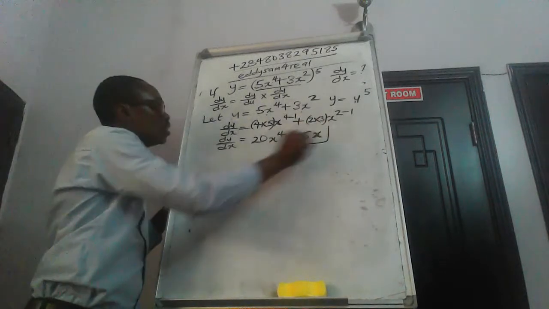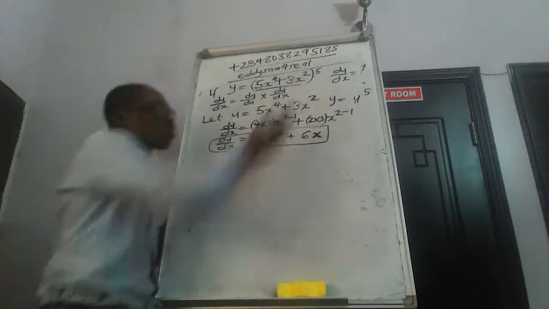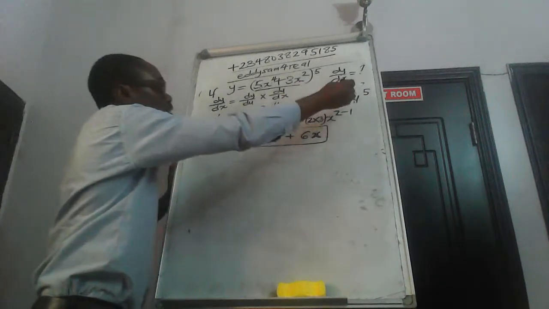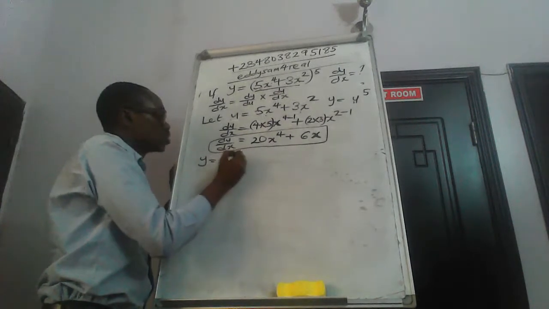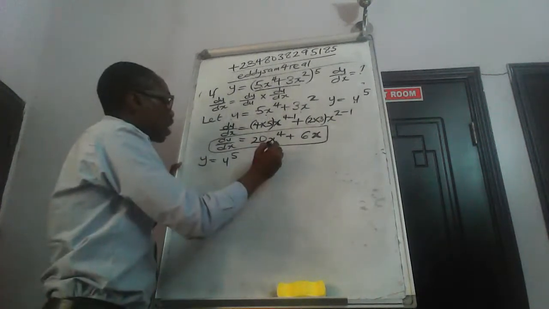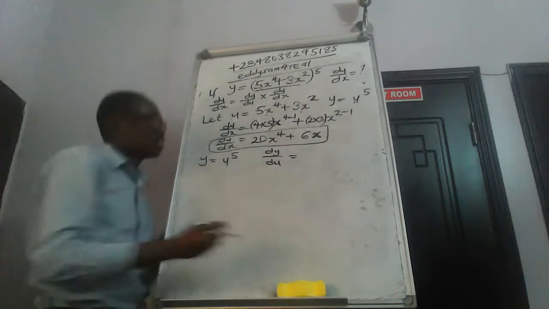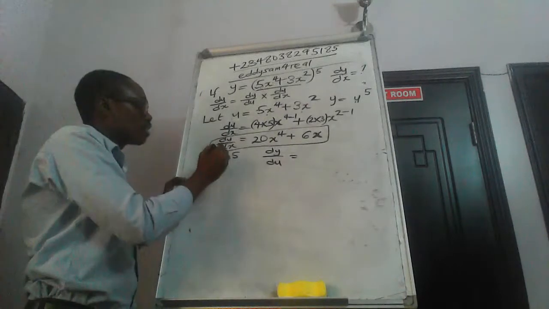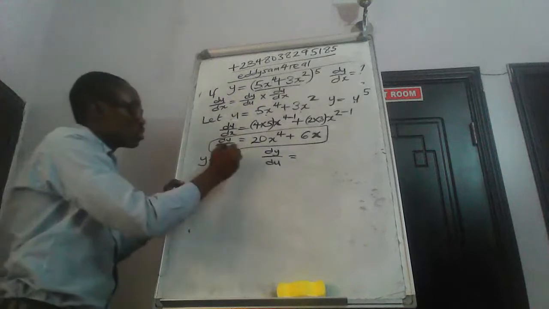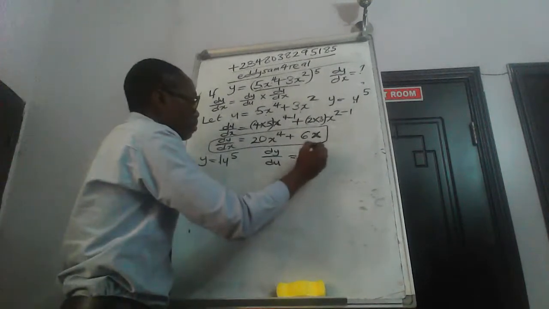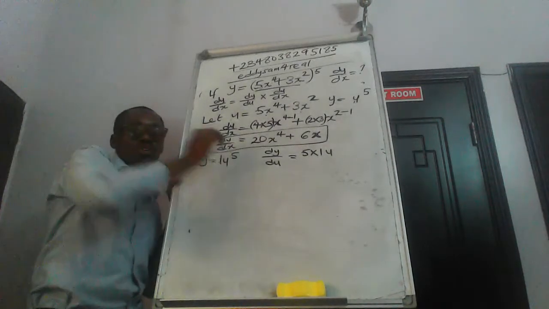This is our du/dx. So now, next, we need to get our dy/du. y is equal to u raised to power 5. So our dy/du, applying the general formula. You have an invisible 1 here, so let me just put that invisible 1. So this is going to be 5 times 1 u. The power of the u is going to decrease by 1.